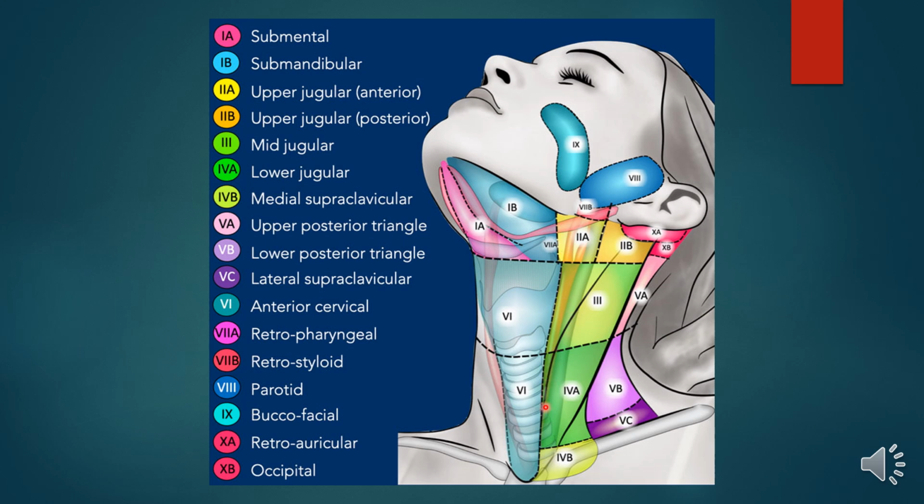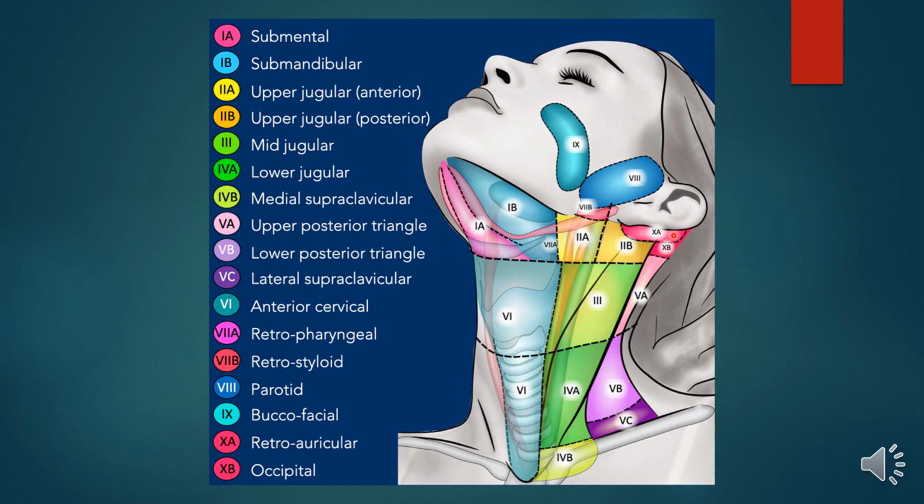So this is level 7, retropharyngeal space. Now coming to level 8, any parotid lymph node, intraparotid lymph nodes, are labeled as level 8. Similarly, the buccofacial lymph nodes anteriorly at the level of maxilla are level 9, and retroauricular lymph nodes are labeled as level 10. So 7, 8 parotid, 9 buccofacial, and 10 retroauricular.